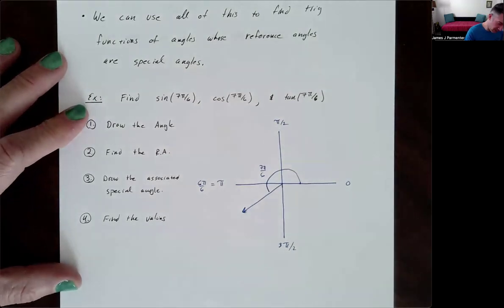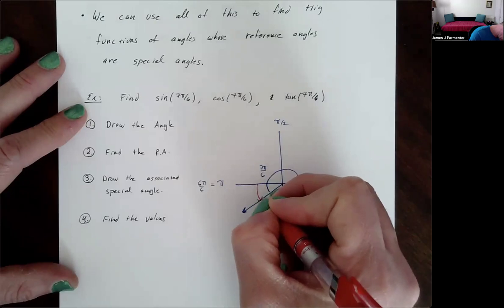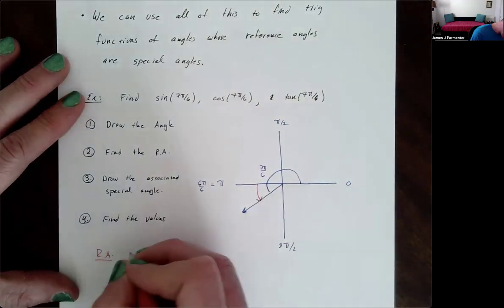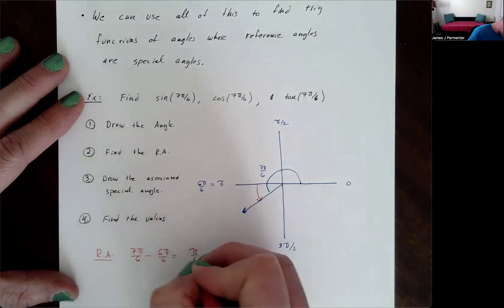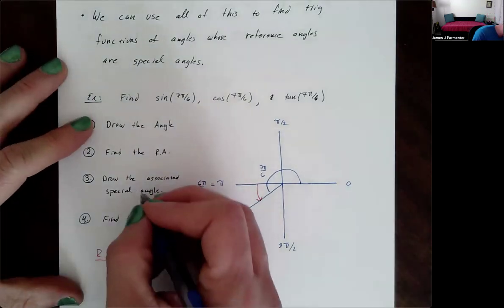Find the reference angle. So we're going to go back to the nearest x-axis. That angle is going to be your reference angle. So here it looks like our reference angle is going to be 7 pi over 6 minus 6 pi over 6, which is just pi over 6. Not terribly surprising. Now we're going to draw the associated special triangle, not angle.